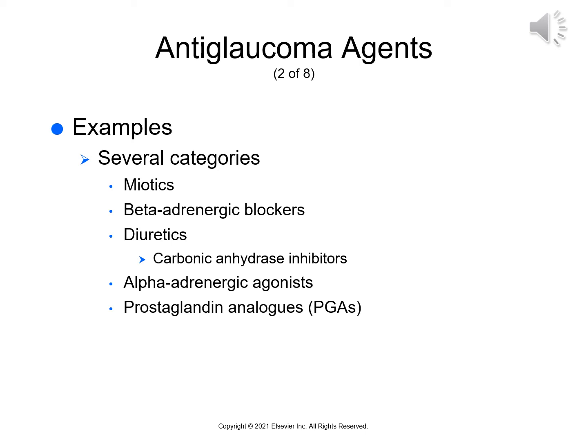Carbonic anhydrase is an enzyme present in the ciliary body. It catalyzes secretion of aqueous humor. A carbonic anhydrase inhibitor, such as acetazolamide, which is Diamox, interferes with production of carbonic anhydrase. Thus, it reduces production of aqueous humor and decreases IOP.